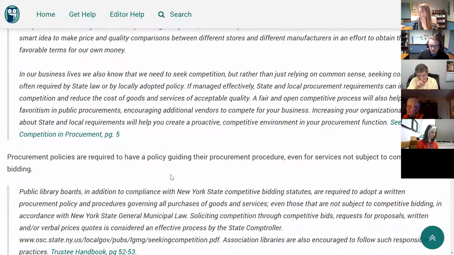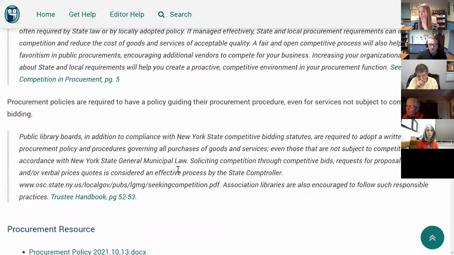Procurement policies are required to have policy guiding their procurement procedure, even for services not subject to competitive bidding. So this means if you are looking to hire somebody that will only do $10,000 worth of work that isn't subject to public bidding, your policy should still state what you need for those types of situations.